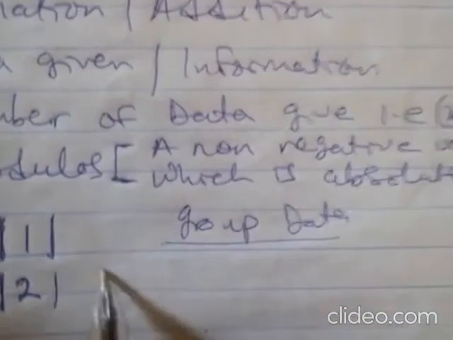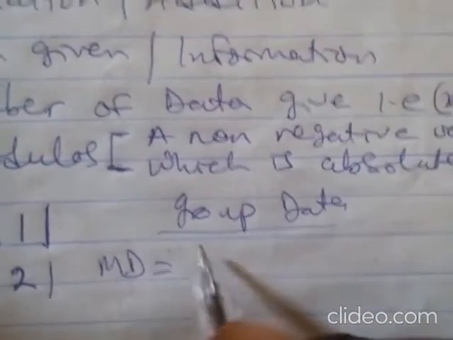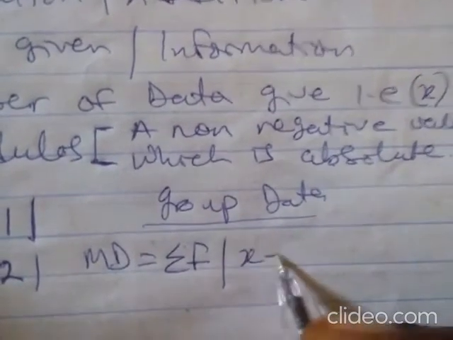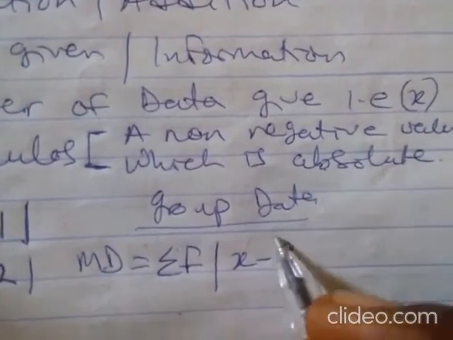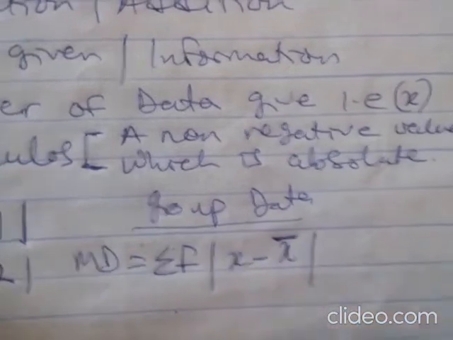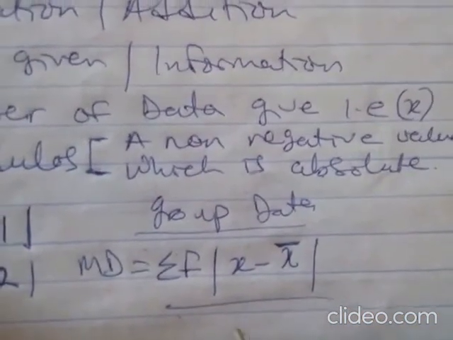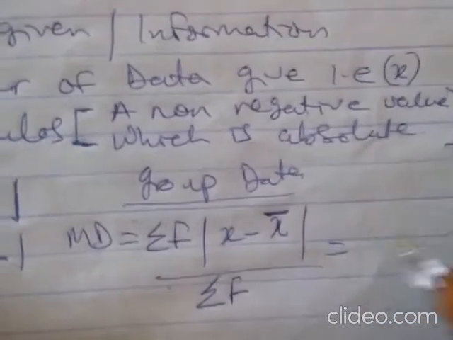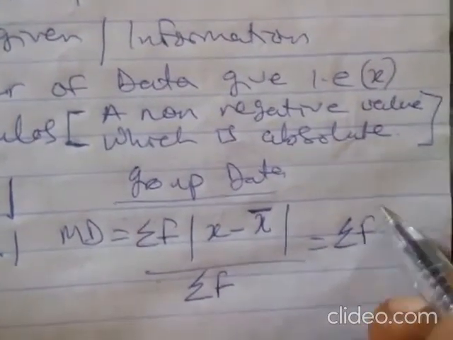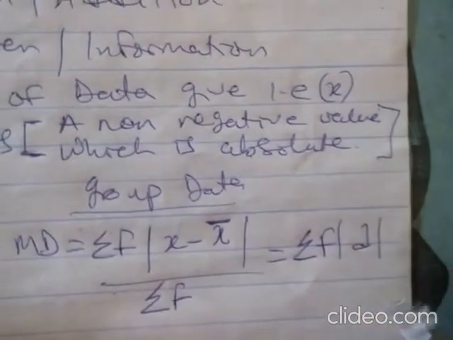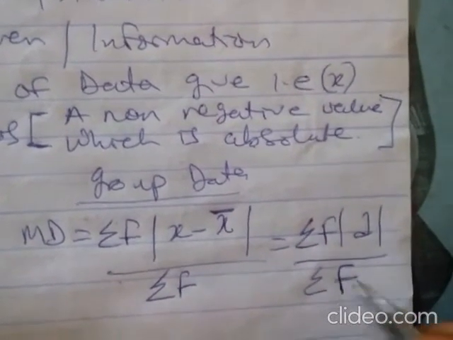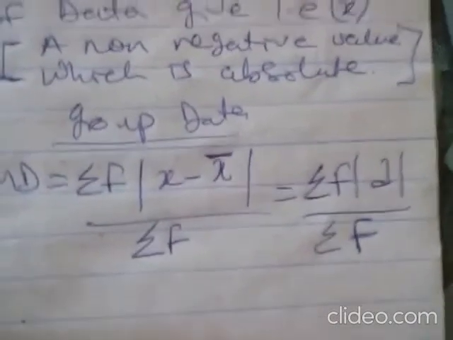that is now, say, mean deviation is your summation f modulus x minus arithmetic mean over summation f, which gives us summation f modulus d, over sigma f, that's summation f.